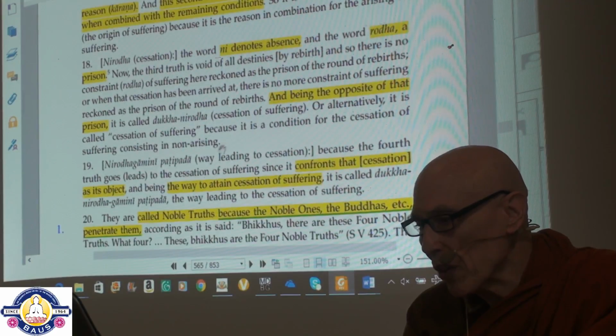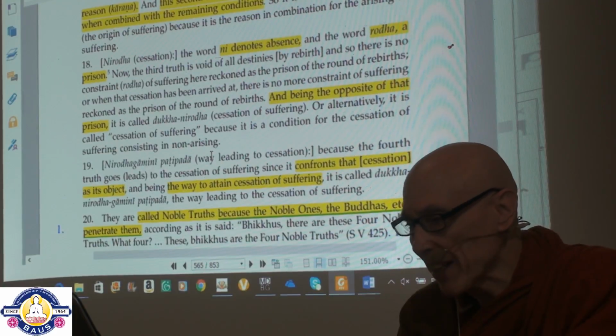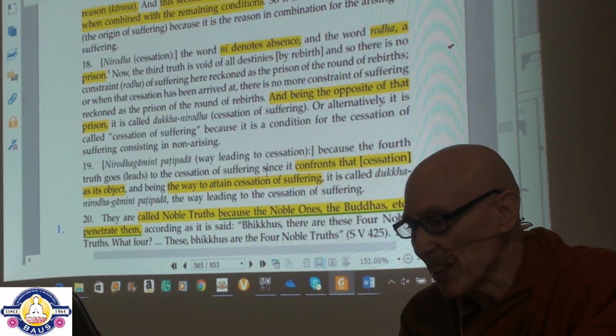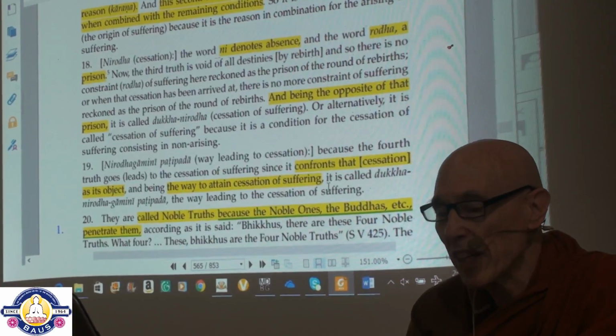And then the fourth noble truth is the way, or perhaps we could even say the practice that leads to the cessation of suffering. So it's the way to attain cessation of suffering.